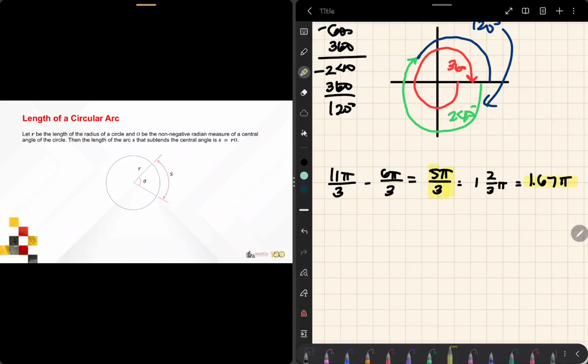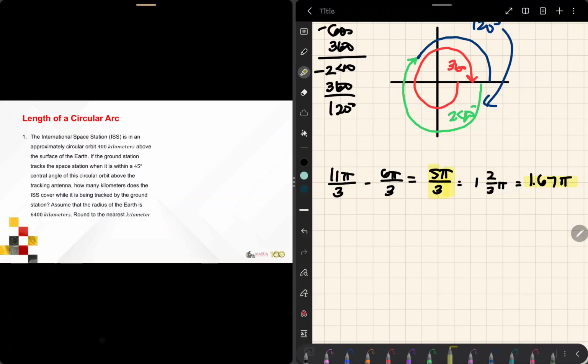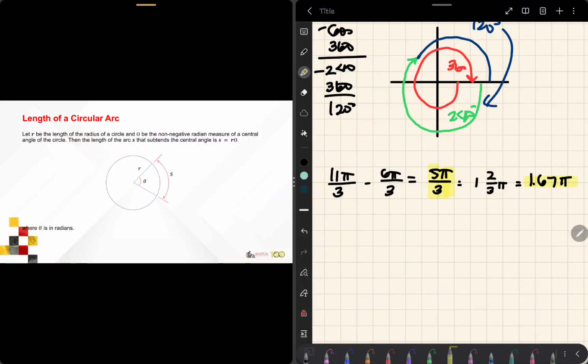So next, the length of a circular arc. Let R be the length of the radius of a circle, and theta be the non-negative radian measure of a central angle of the circle. Then the length of the arc S that subtends the central angle is S equal to R theta, where theta is in radians. This is just the same as a while ago.